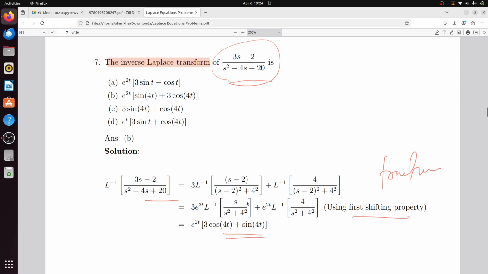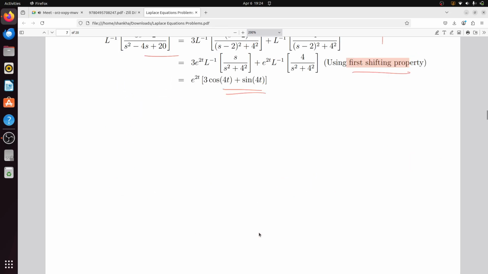Here e^(2t) is there because of the minus 2 term, this is the first shifting property. So s by s square plus 4 square will give you cos 4t, and here you will get sin 4t. On both sides e^(2t) is there, so you take e^(2t) common, and you will get 3 cos 4t plus sin 4t.